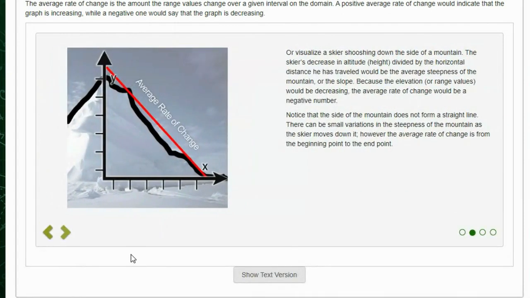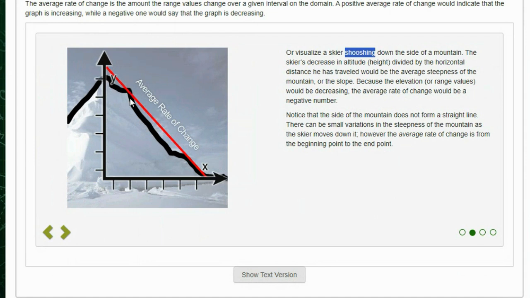Or you can think of it this way. A skier going down the side of a mountain, or shushing. He shushes down the side of a mountain. The skier's decrease in altitude divided by the horizontal distance would be his average steepness of the mountain. So if he starts way up here at 1, 2, 3, 4, 5, 6, and he gets down here at, well, that's like 6.5.